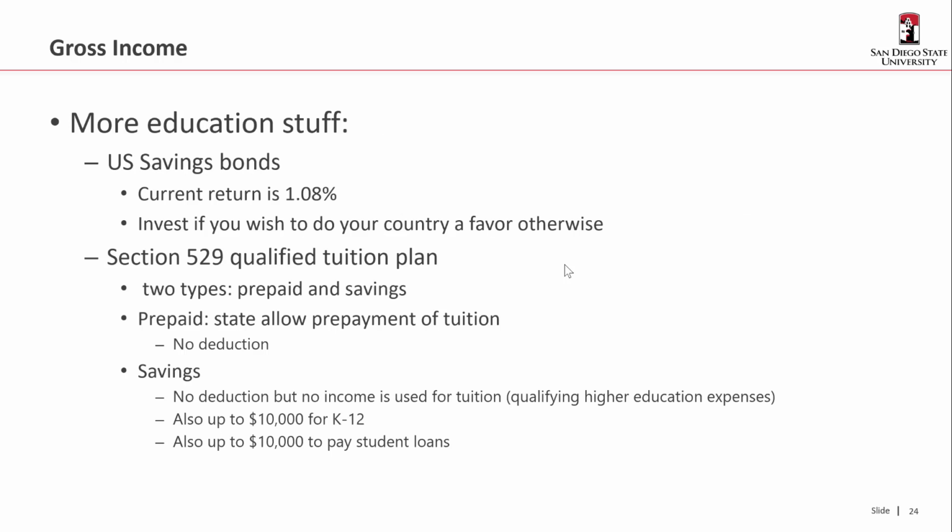So more education stuff. You can buy U.S. savings bonds, and then if you use the interest for college education, you don't have to pay. You can exclude the interest. The problem is U.S. savings bonds pay so poorly that it's hardly worth it. So this only applies to Series I and Series EE bonds.